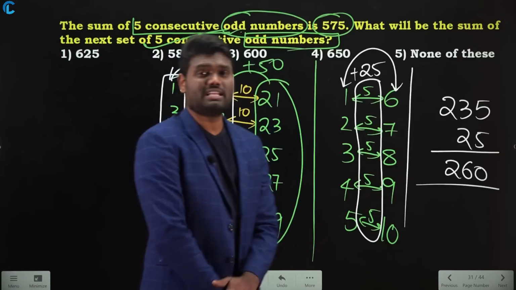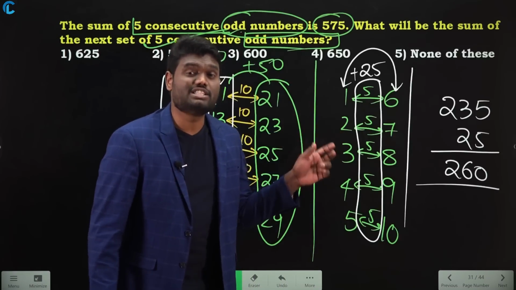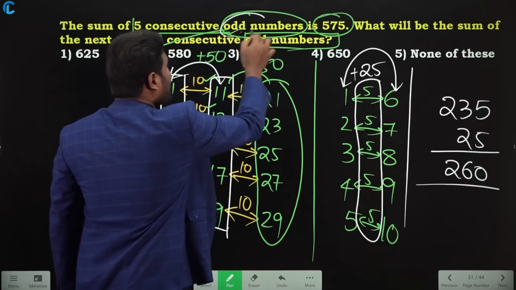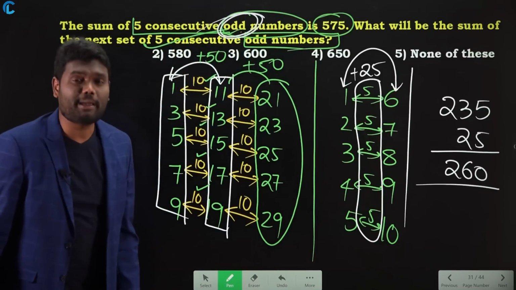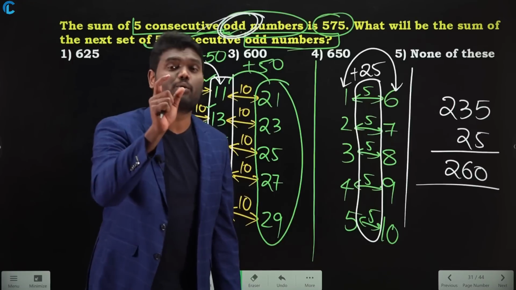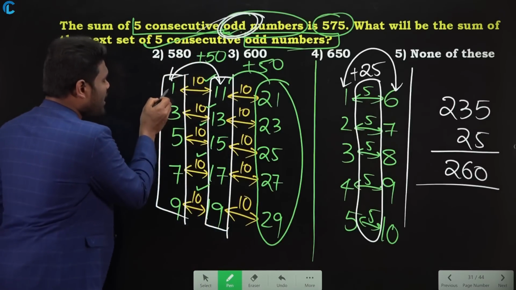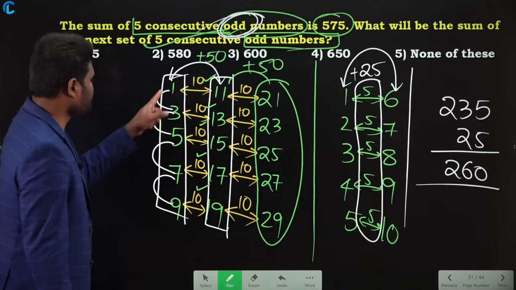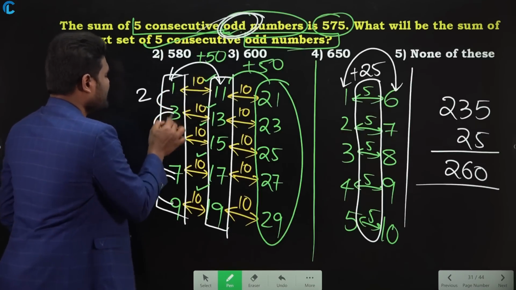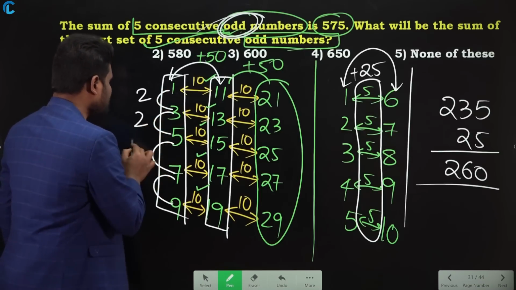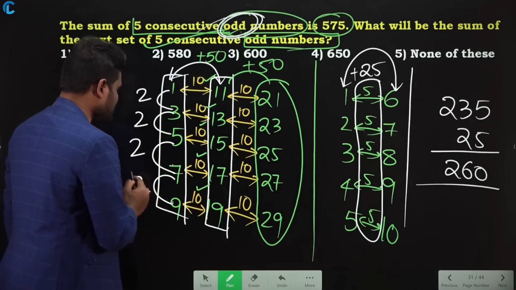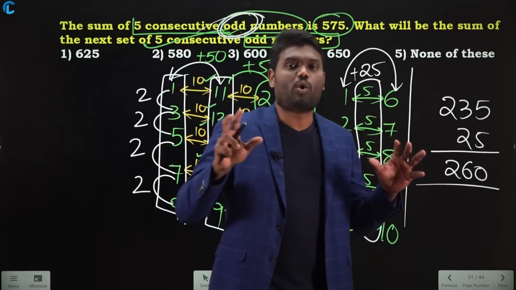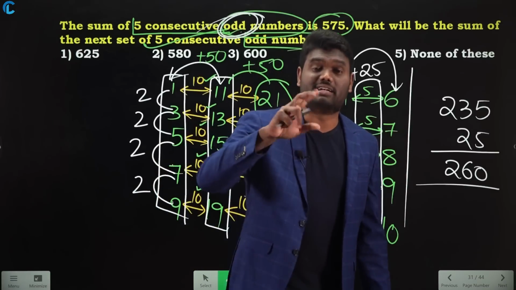That is when the question is about the sum of 5 consecutive numbers, but in this question it is 5 consecutive odd numbers. Whenever it is odd numbers or even numbers, you need to remember one point: for odd numbers you will have a difference of 2, 2, 2. Yes or no? 1, 3, the difference is 2. 3, 5, the difference is 2. 5, 7, the difference is 2. 7, 9, the difference is 2. As you have a difference of 2, 2, 2, 2, what you need to do is double it.